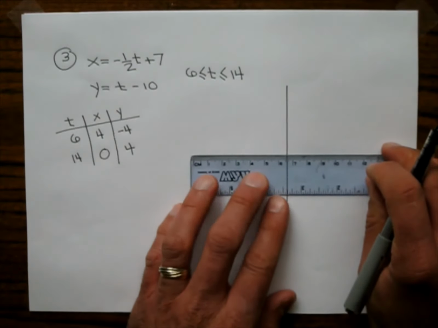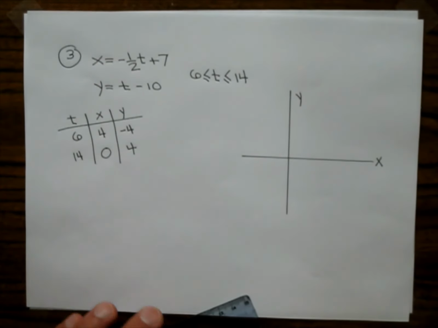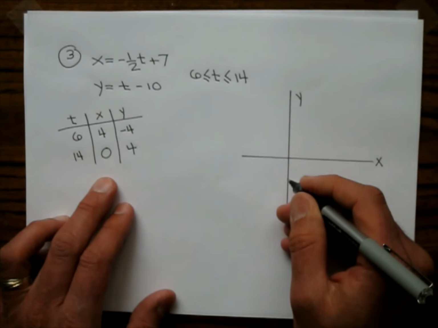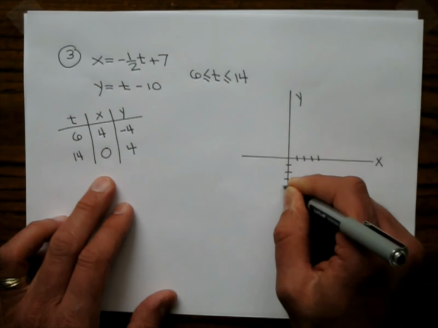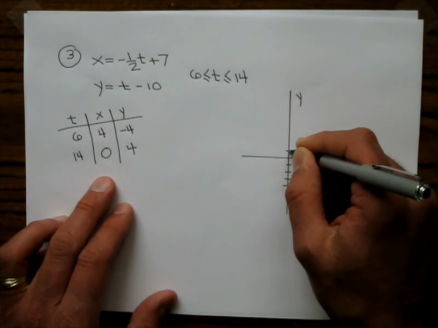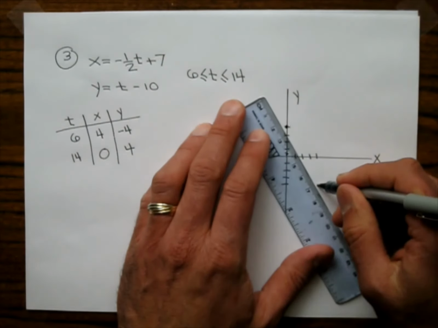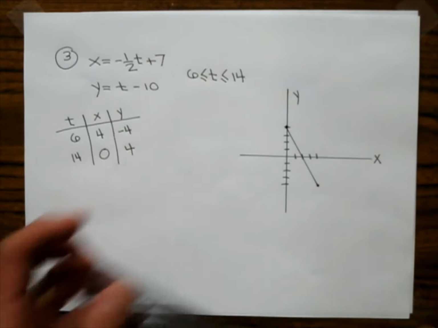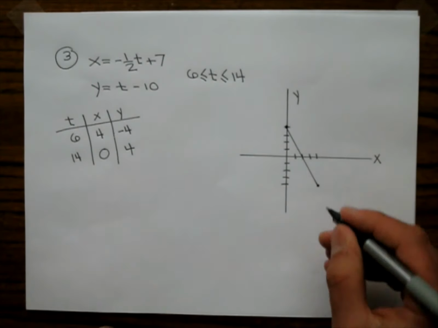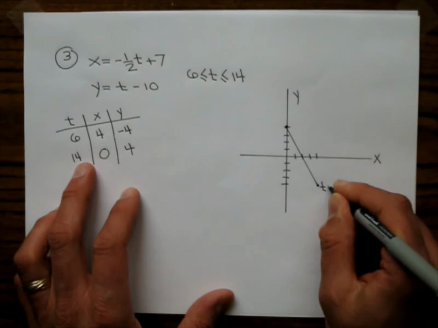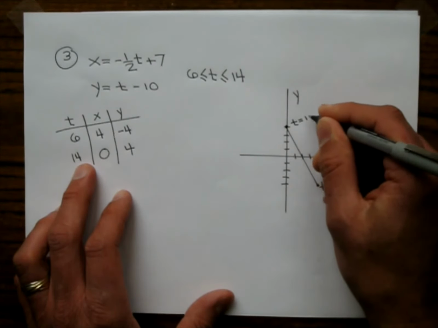So what we have is x and y, 0, 4 and 4, negative 4. Okay, so let's do 4, negative 4. We have a point right there, and then we have 0, 4. So what you might be getting freaked out about is this looks like the same problem. Looks like problem number 2 where we had 0, 4 and 4, negative 4, but there's something different about this. This right here is the point we got when time was 6, and we got this point when time is 14.